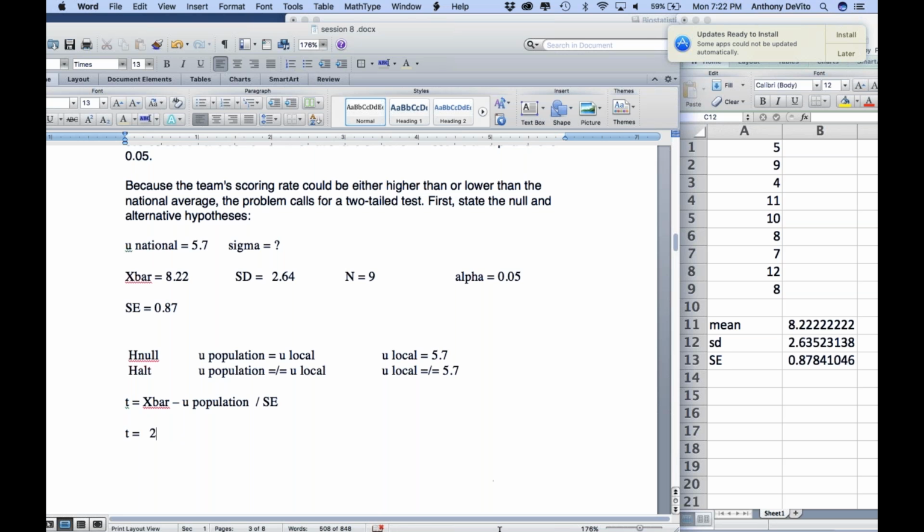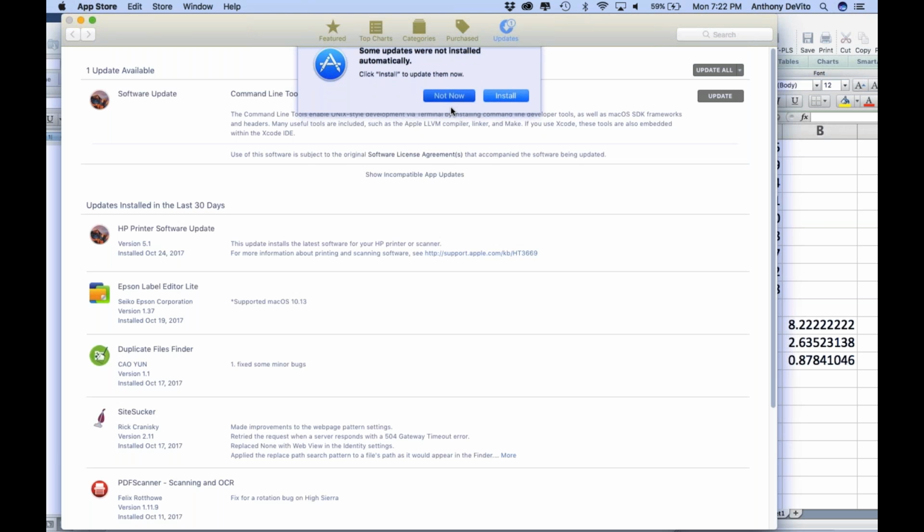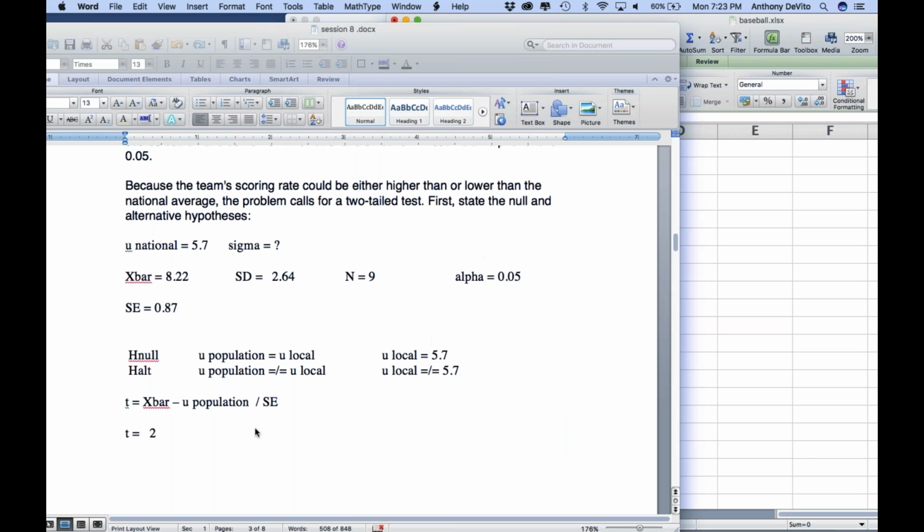So t is going to be equal to 2.89. Is it that much? No. Let me get Excel out. Check it myself. Okay. So t is going to be equal to the difference between our mean, x bar, minus 5.7, in parentheses, divided by the standard error. 2.87. Good. Okay, you guys got 2.87.